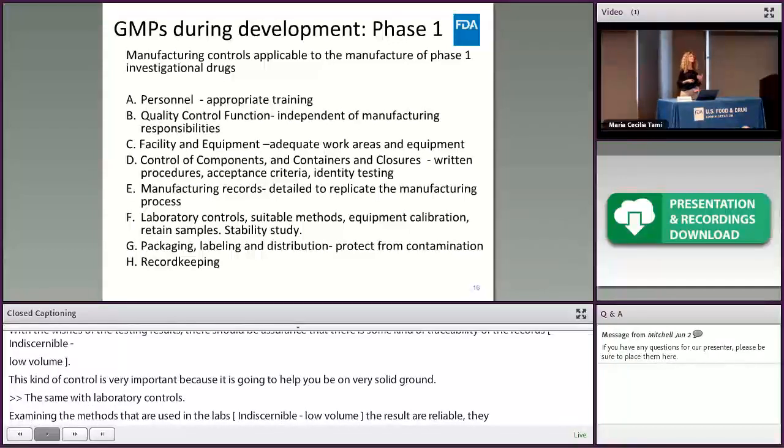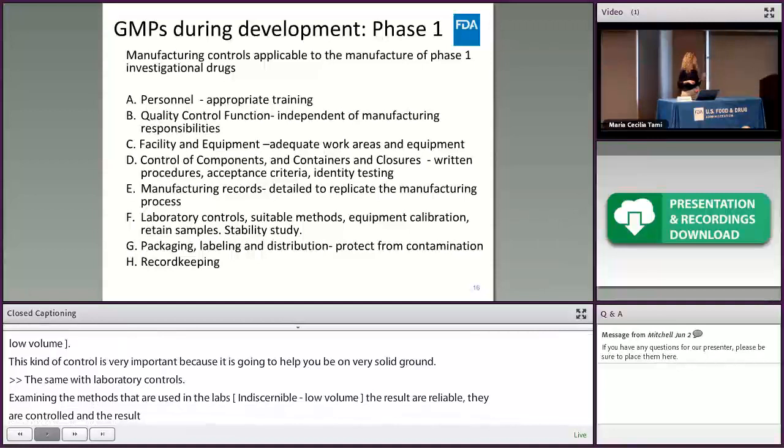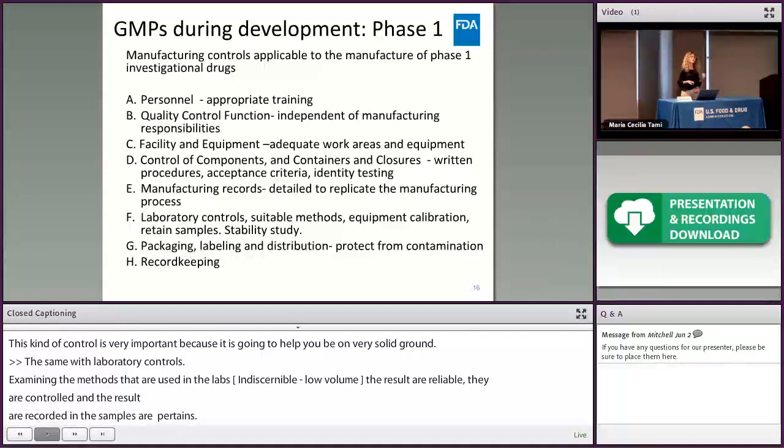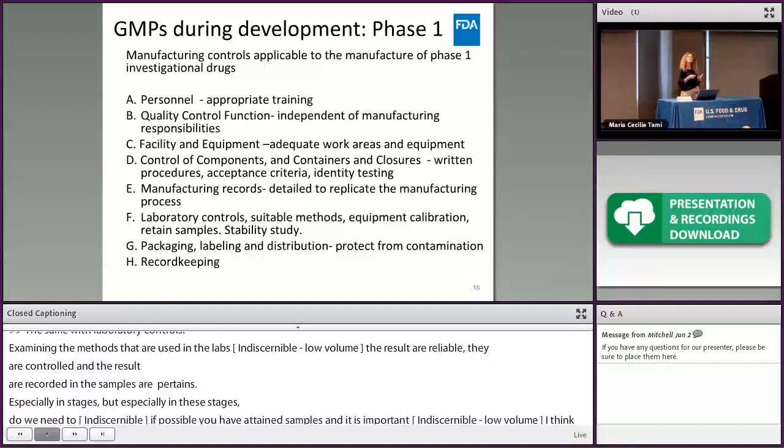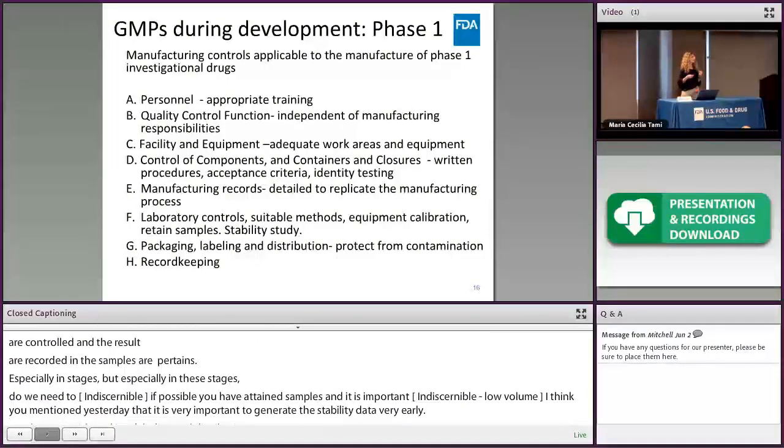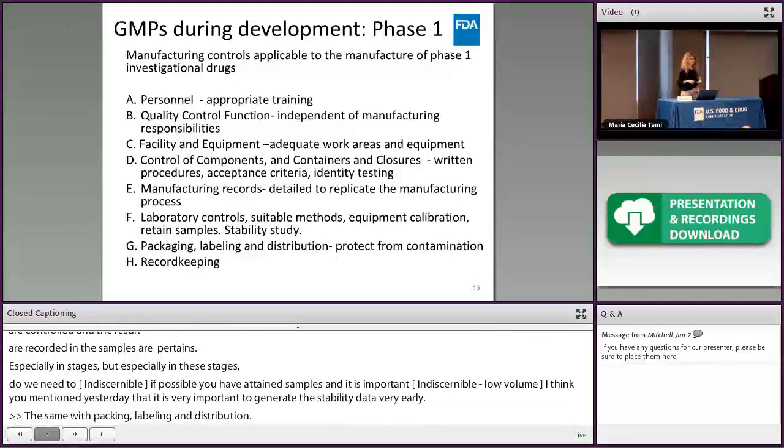And then it's important to start, as I think I mentioned yesterday, to generate stability data very early. The same with packing, labeling, and distribution. It's very important that the packaging where you transport your material to the clinical site is adequate, that you have written procedures on how to handle it, how to pack the drug so that it's protected. And again, record keeping is key.